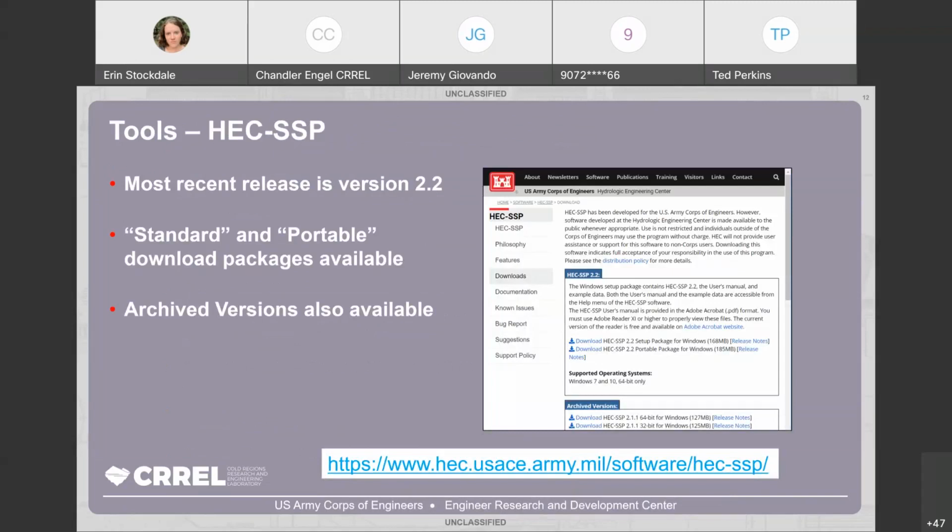In the Corps, we do have our statistical software program, which is SSP, and this is free and downloadable from HEC's website. This can be a really useful tool depending on exactly what you want to do. And I would say that version 2.2, which they've released fairly recently, has a lot of really nice improvements, especially if you're trying to fit analytical distributions to your data.